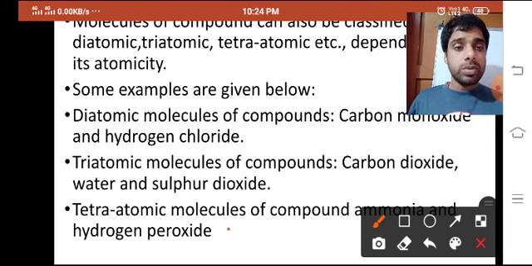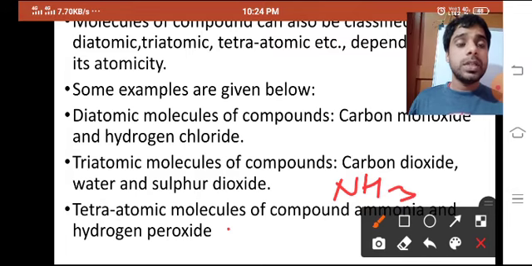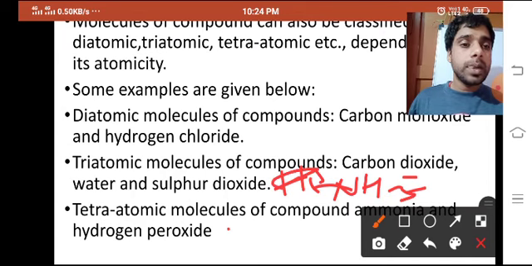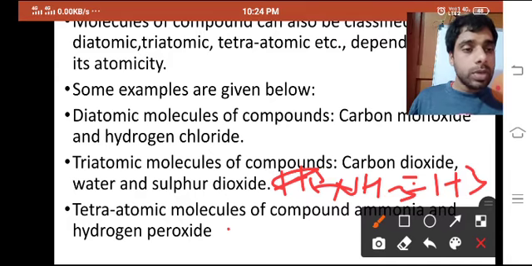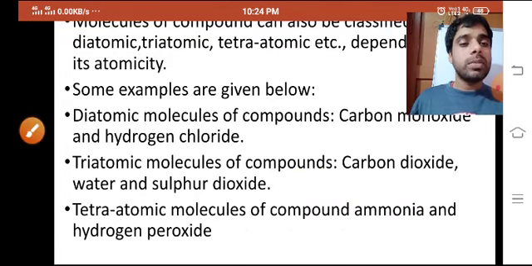You can see what is the formula of ammonia. That one is NH3, and in NH3, nitrogen 1, hydrogen plus 3. Okay, I have to write here 1 plus 3. What would the total result be? 4. Tetra means what? 4. Okay? So you have understood.